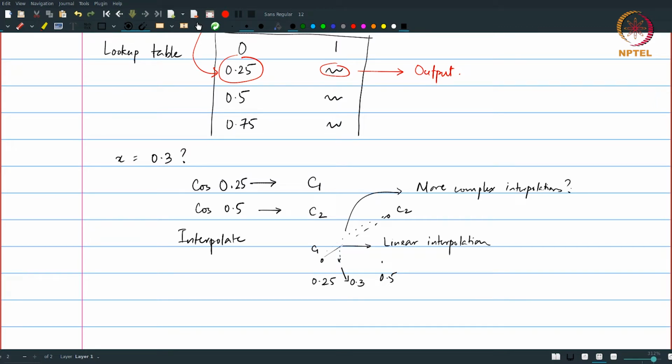But at the end of the day, what will end up happening is, number one, the accuracy is limited by the number of points that I have in my lookup table. And secondly, the interpolation itself might end up consuming a lot of computational resources, making this entire business of storing a lookup table and then interpolating not really worth the effort.